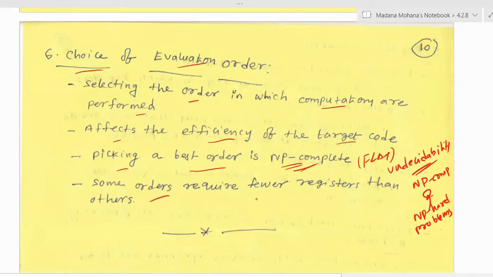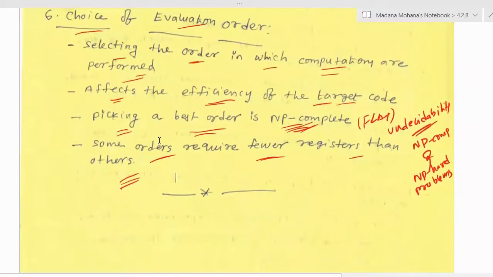Then some orders require fewer registers than others. So choice of evaluation order may consider the following factors or points. Selecting the order in which computations are performed, whatever the order of computations, in this order you can select one choice, which affects the efficiency of the target code. Picking the best order depends on the NP-complete problem. Some orders require fewer registers than others. So this is the choice of evaluation order. Okay, now these are all the various design issues during code generation, the issues in the design of a code generator.